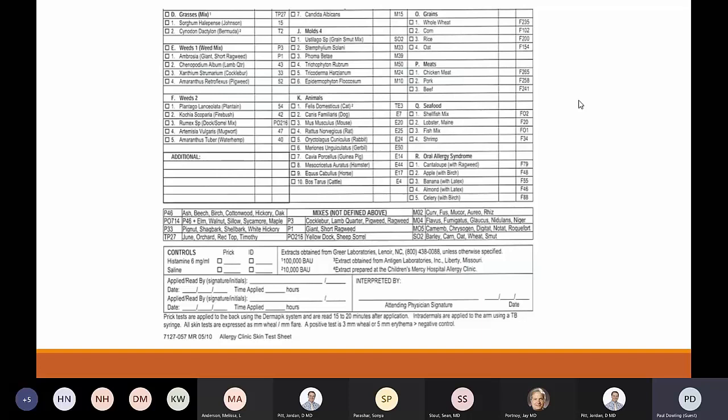So again, that's all important information to have on skin testing sheets. And if you work in the clinic long enough, you'll find that if you get records from other allergists, not everybody is as conscientious as having all that data. A lot of times there's very limited data. Sometimes there's not even the results of both the histamine and saline controls on the test, which makes it more difficult to figure out what the tests really show.